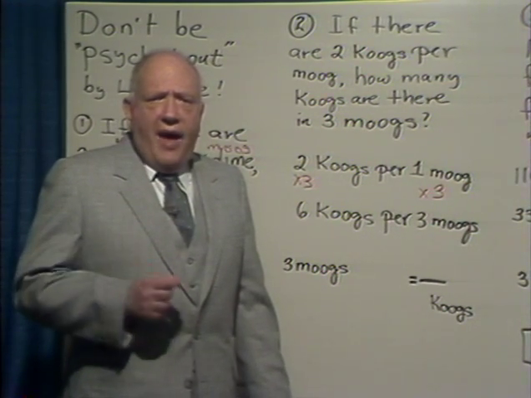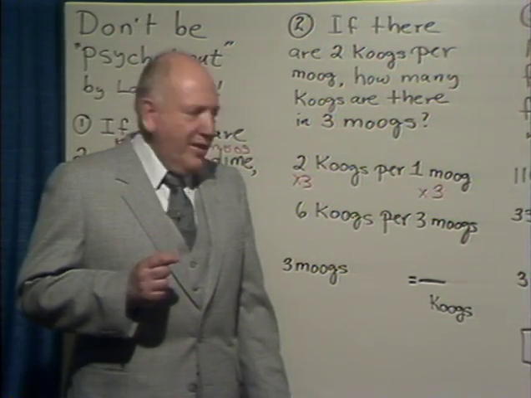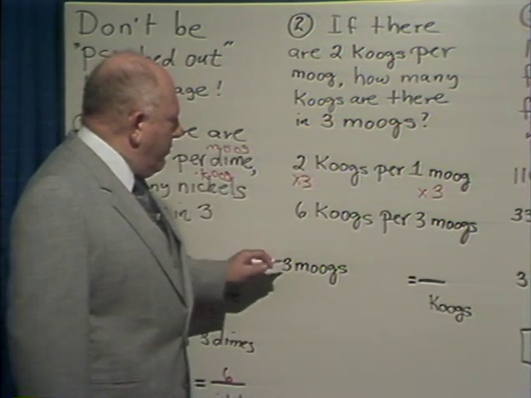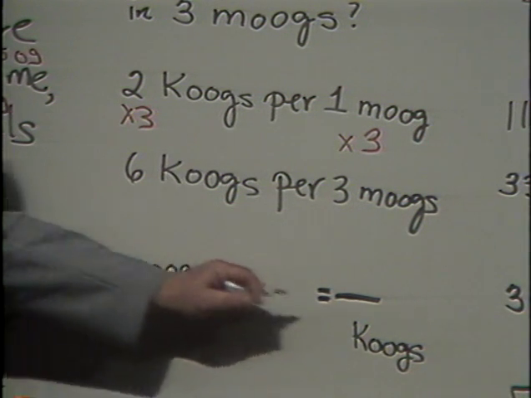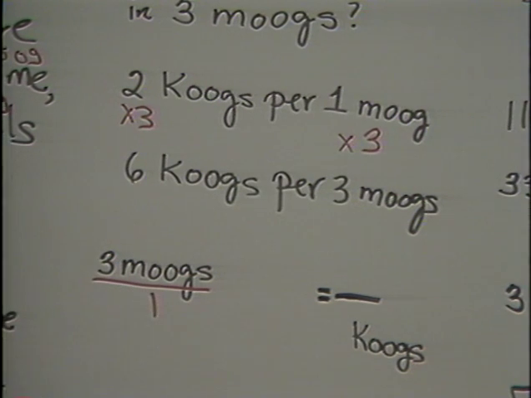But the psychological problem is, if you're afraid of the language, the chances are you can't think in it. And that's why I'd like you to get used to the idea of dimensional analysis. You see, just read the problem. It says, how many koogs are there in 3 moogs? In other words, the 3 moogs are given. You want to find koogs, so you want to go from moogs to koogs.